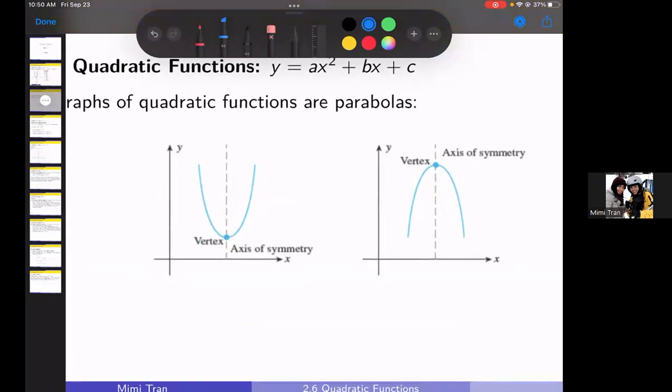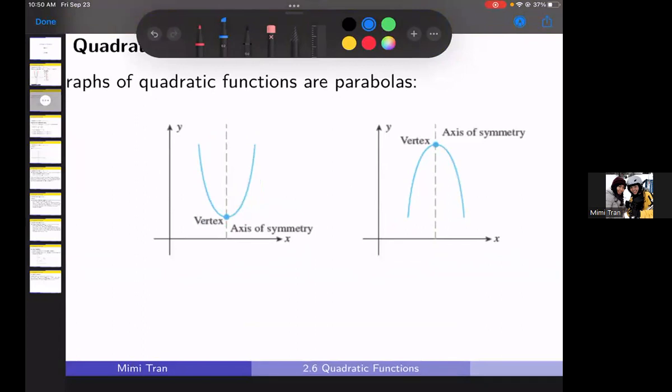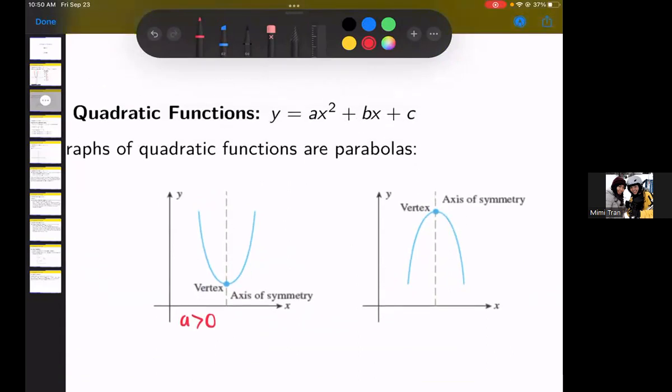So there are two types of quadratic graph. Either it opens up, concave up like that, or it's concave down, opening downward. It opens up when a is positive. Let me remind you, it's ax squared plus bx plus c. So if the coefficient of x squared is positive, you have an open up graph. If a is negative, then you have an open downward graph.